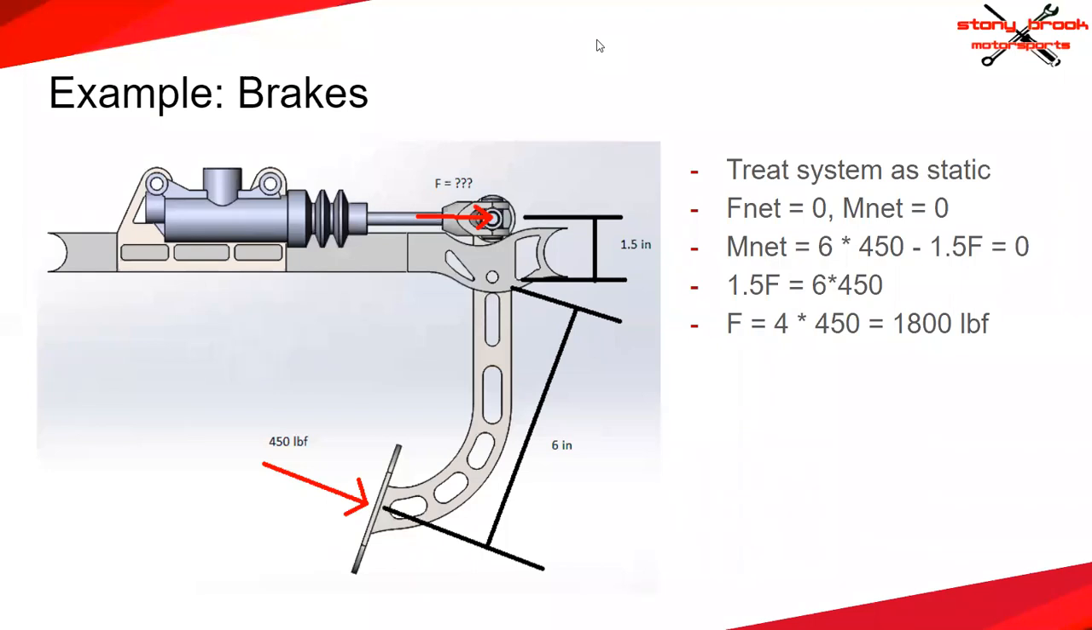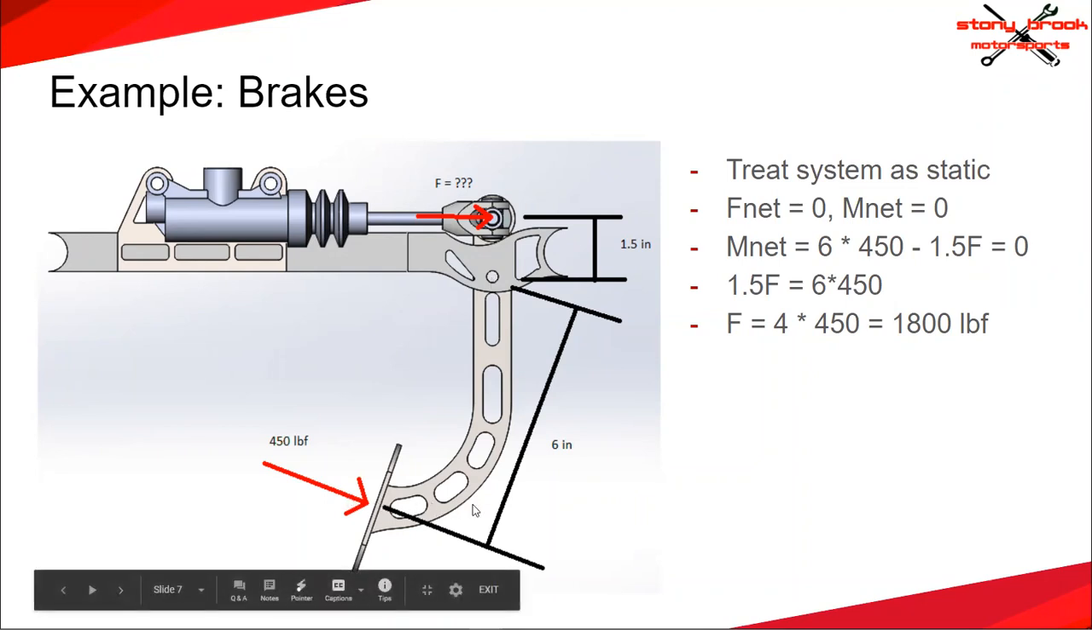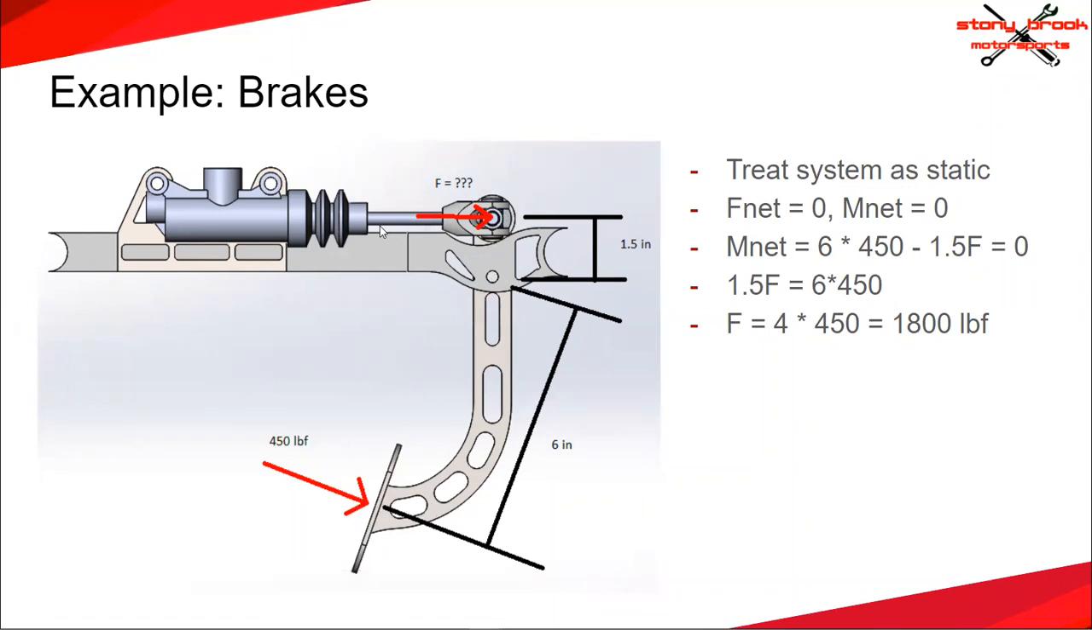Okay, cool. So over here is the pivot for the pedal. As this gets pushed in, the top of the pedal pushes the master cylinder in. This essentially creates a lever where one arm of it is 6 inches and the other is 1.5 inches.